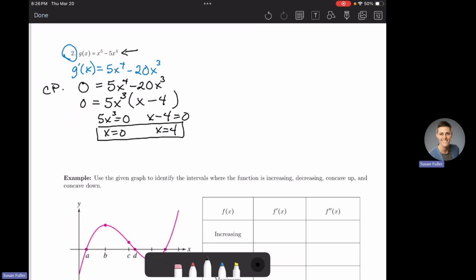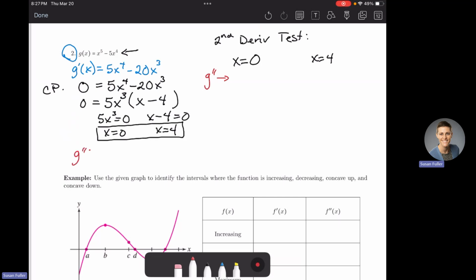Okay, so now we're going to do the second derivative test to classify them as maxes or mins. Cool thing here is you do not need a number line. We are just going to take our 2 critical points and plug them right into our second derivative. Oh, but wait, where's our second derivative? Yeah, we haven't found it yet, so we got to go back and do that.